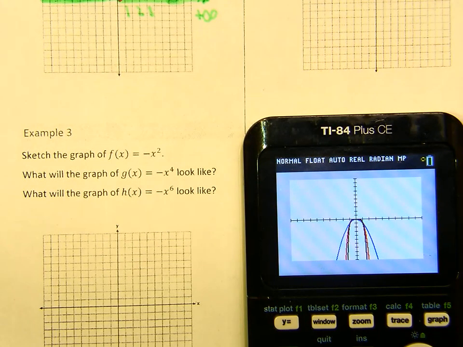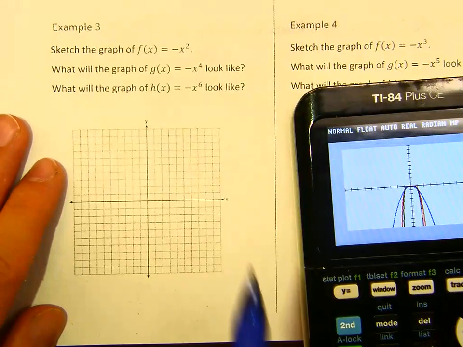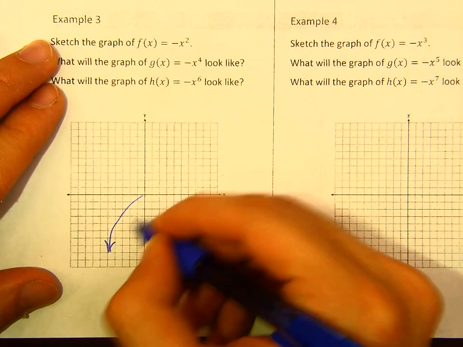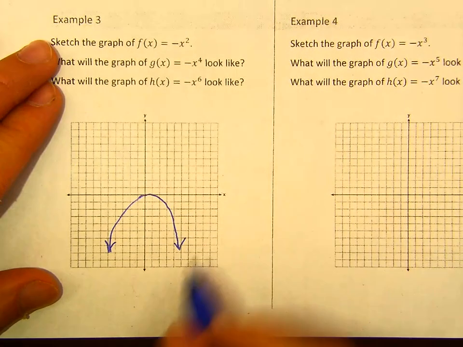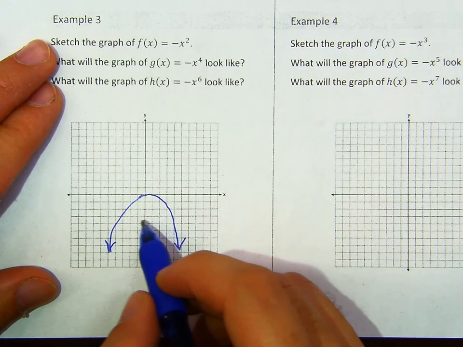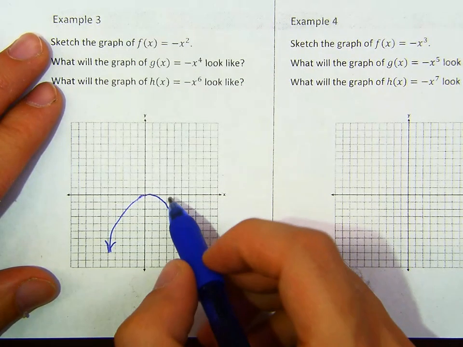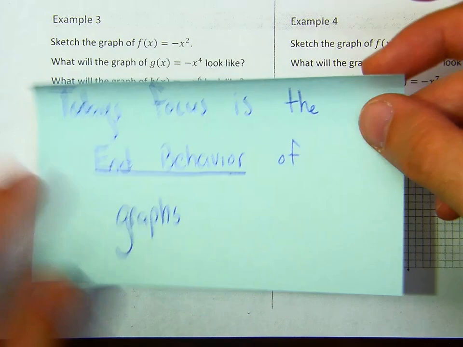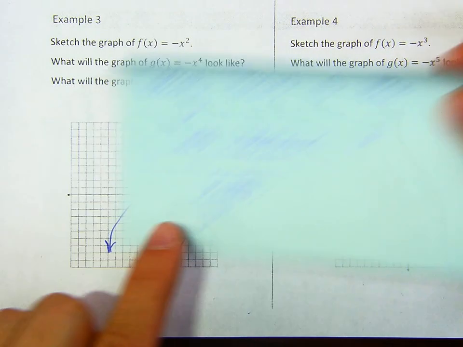So if I wanted to draw these graphs, what are they going to look like? They just simply look something like this, right? All these graphs are going to look the same. One will be narrow, one will be more wide, but it doesn't matter. All we want to do is just look at the end behavior. That's the only thing we want to focus on.